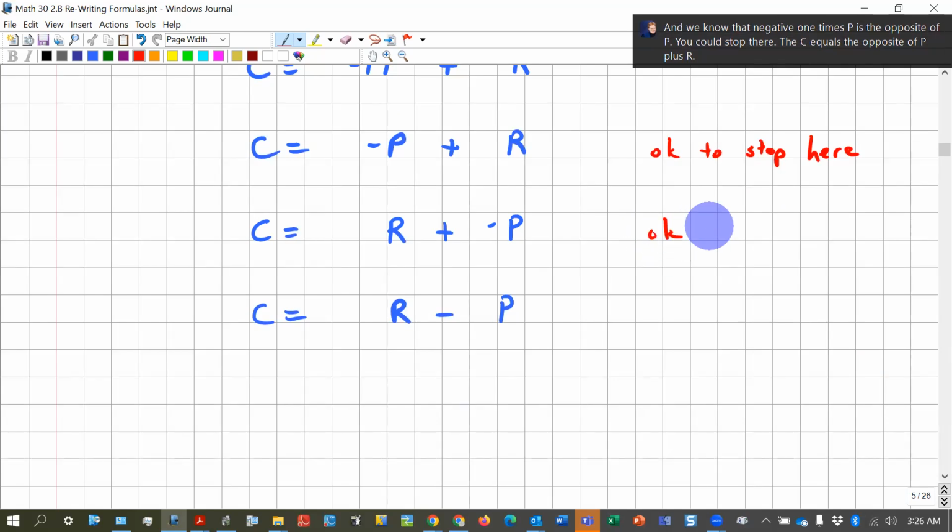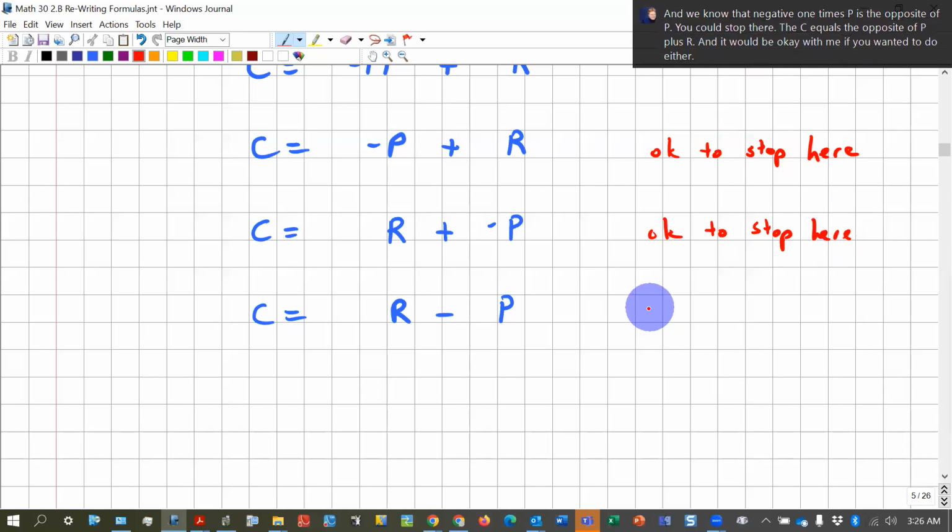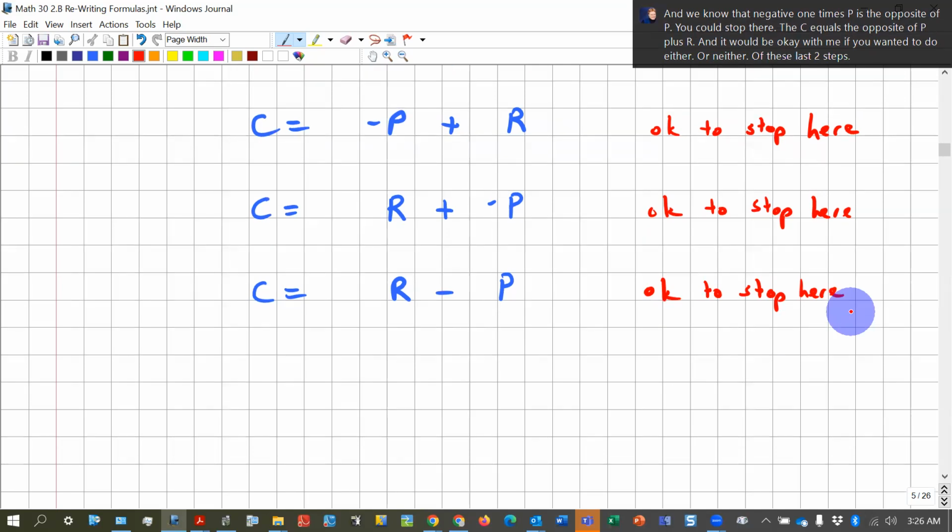And it would be okay with me if you wanted to do either or neither of these last two steps. And we could have an argument about which is better. To write C is the opposite of P plus R, because P comes before R in the alphabet. Or is it easier to think that C equals R minus P?